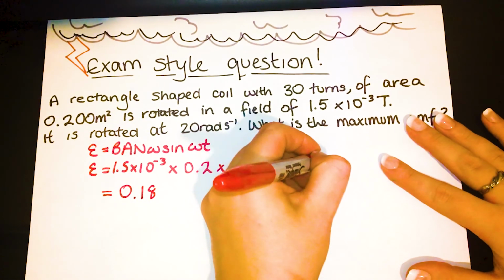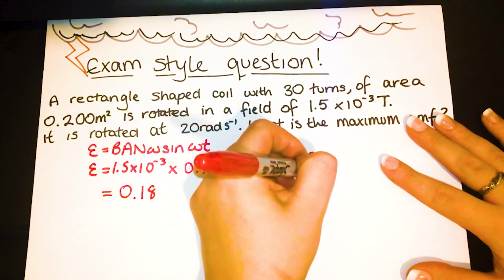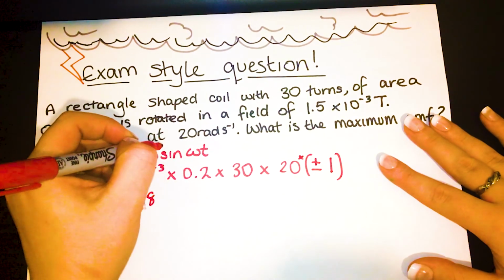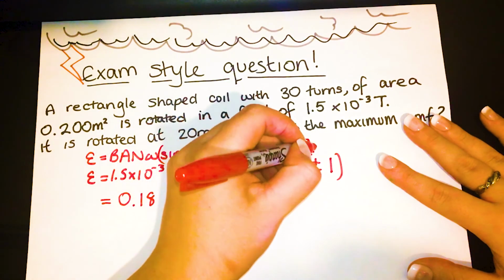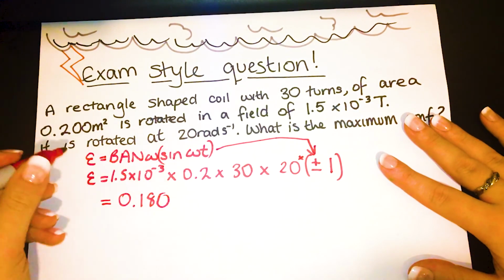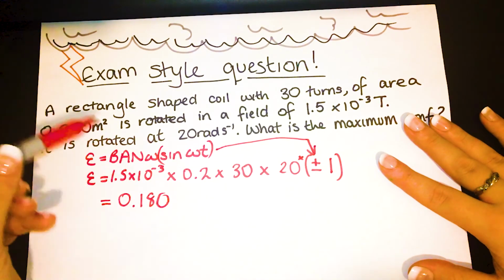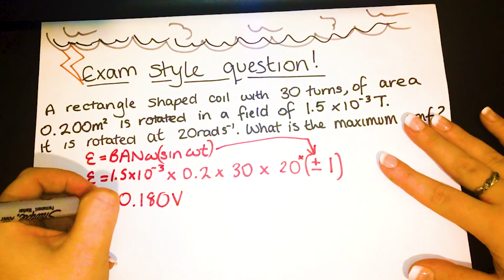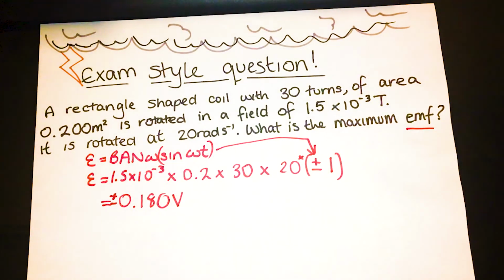So if this makes it easier for you. Of 0.180, remember your standard form, volts. Now when I do that, always make sure you add your plus and the minus at the start to ensure you've demonstrated your understanding of it being an alternating current or voltage.